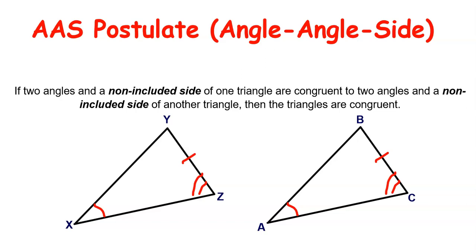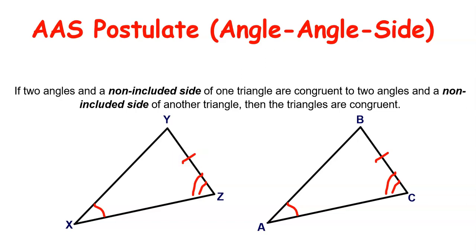We don't know that XZ and AC are congruent. Instead, we know that YZ and BC are congruent. So the AAS postulate says if two angles and a non-included side of one triangle are congruent to two angles and the same relative non-included side of another triangle, then the triangles are congruent. The same non-included side is incredibly important here because the congruent side needs to be connected to the same angle in each of the triangles. AB corresponds to XY and YZ corresponds to BC.